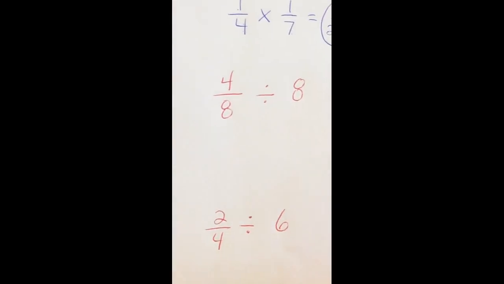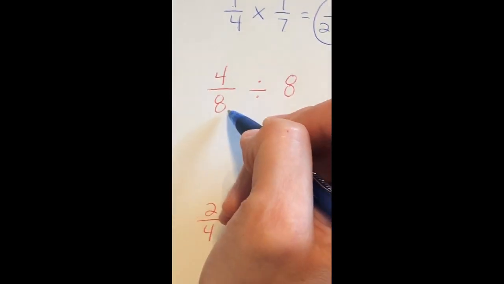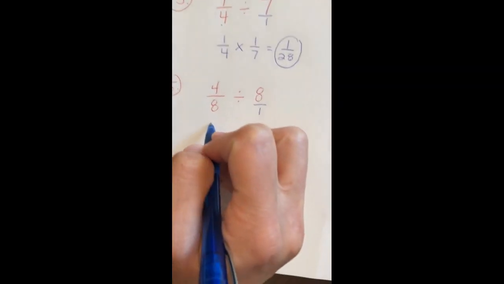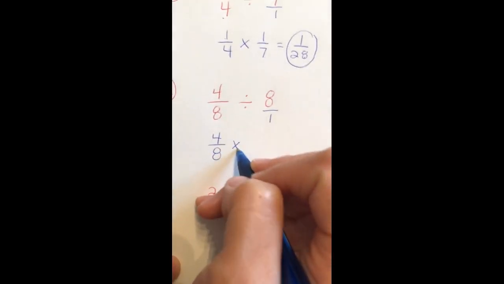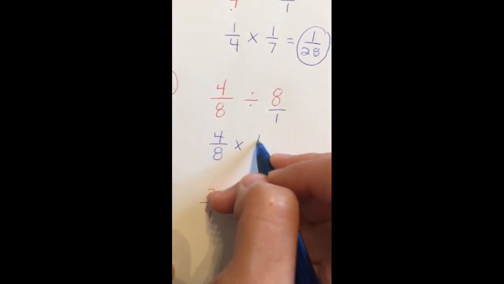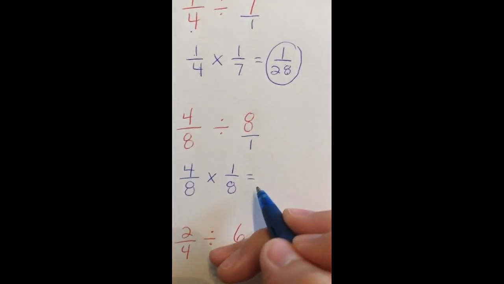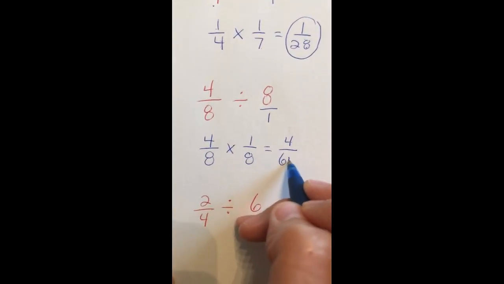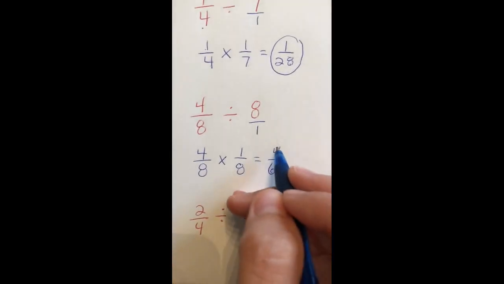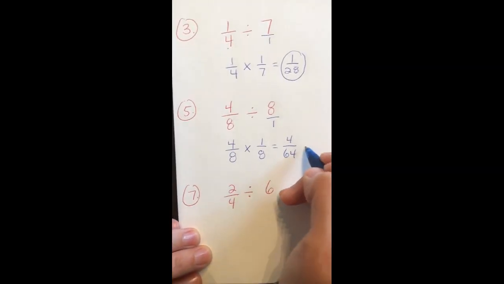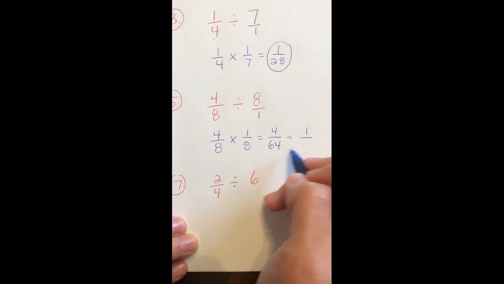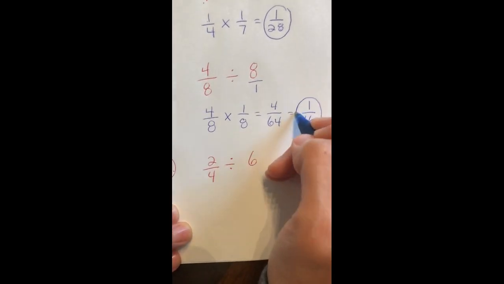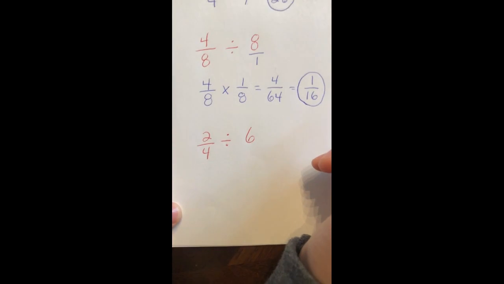Keep that in mind as you're solving the rest of the page. Problem number 5. Number 5 starts 4/8 divided by 8. So you're going to put 8 over 1. Okay, so now I have 4 over 8 times my reciprocal. So instead of 8 over 1, it's going to be 1 over 8. And now I'm multiplying across. 4 times 1 is 4. 8 times 8 is 64. I know that I can divide both of these by 4. 4 divided by 4 is 1. 64 divided by 4 is 16. So the answer to number 5 is 1/16.